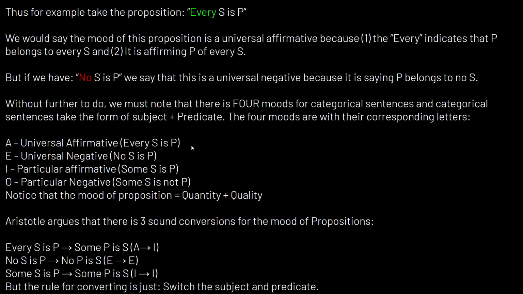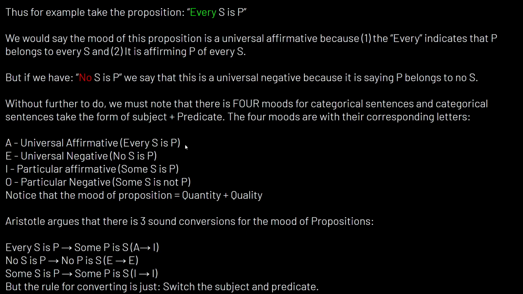A, universal affirmative. E, universal negative. I, particular affirmative, that is, some S is P. Some indicates particular. O, particular negative, that is, some S is not P. And note that the mood of a proposition is quantity, then quality.